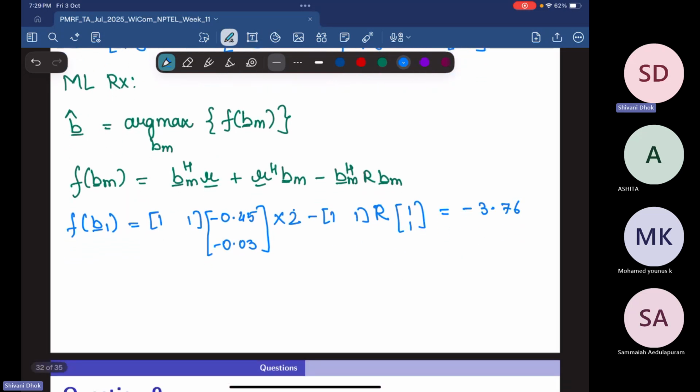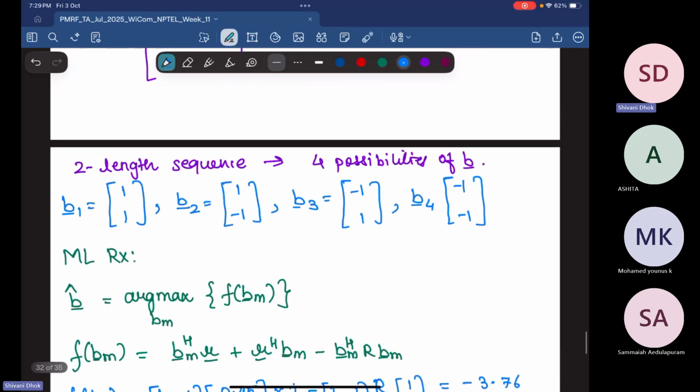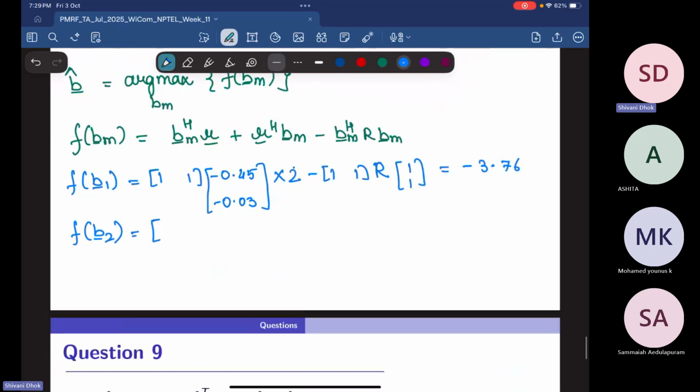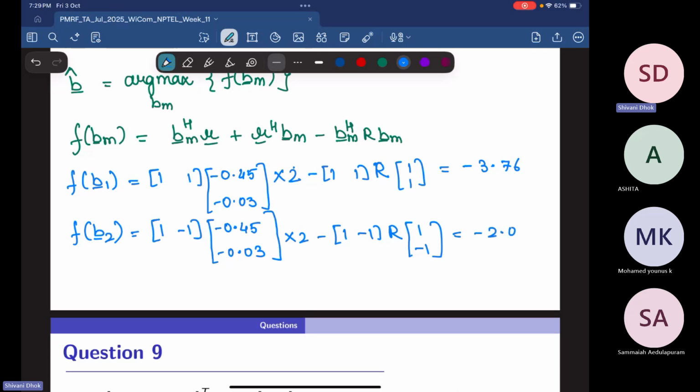Similarly, I can calculate f of B2. B2 is what? B2 is 1 -1. So its transpose will be 1 -1 into -0.45, -0.03 into 2 minus, I'll have 1 -1 R times 1 -1. Now if you simplify, this comes out to be equal to -2.04.